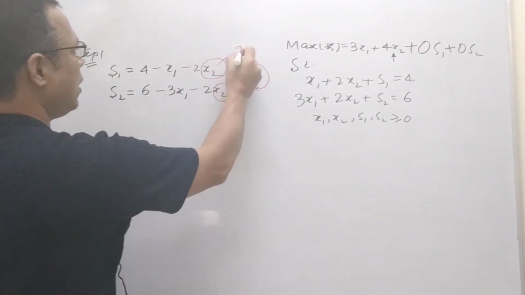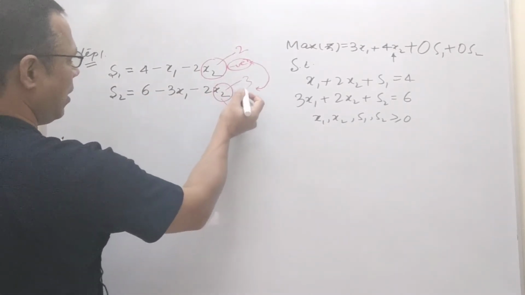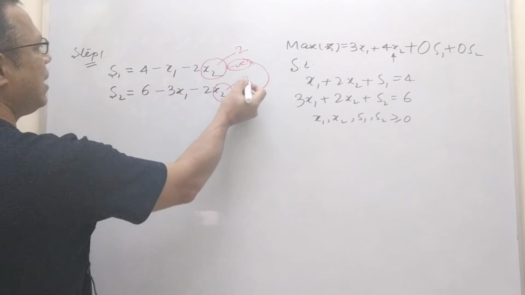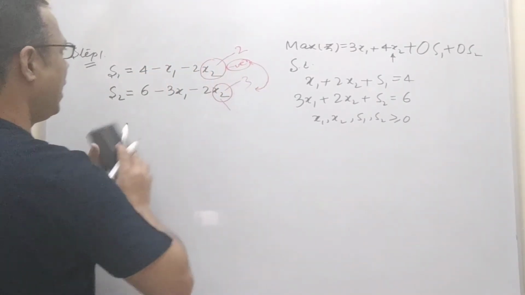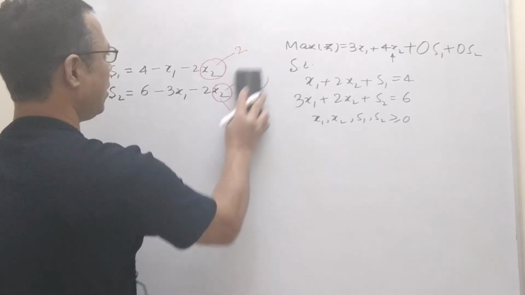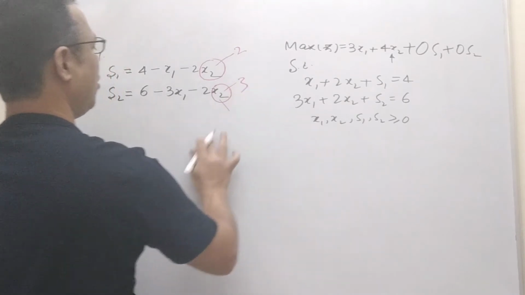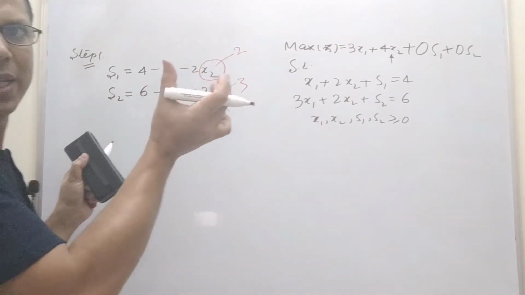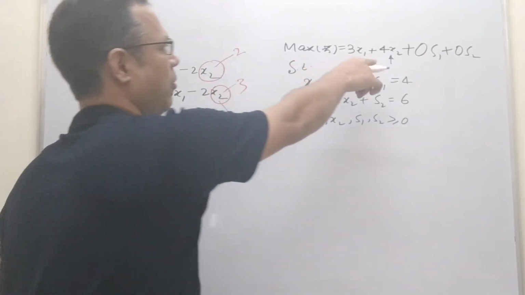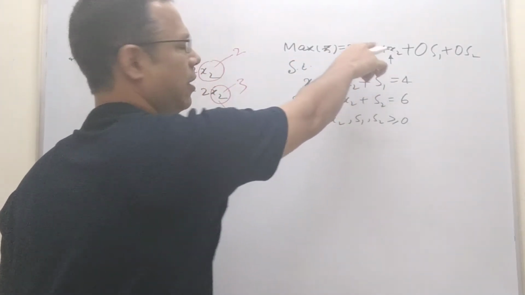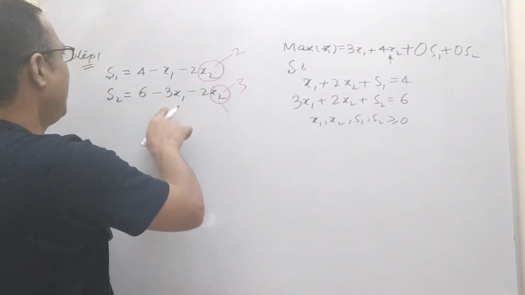If you put this 2 here, 2 into 4 is 8, 6 minus 4, it will be positive. But if you consider this 3 at this place, it will give you a negative value. So here we need to check the least positive value. Are you getting? Why do we check for the least positive value? Because to enter into the basis we consider the largest positive value from the objective function. To leave the basis, we need to consider values from the constraints.